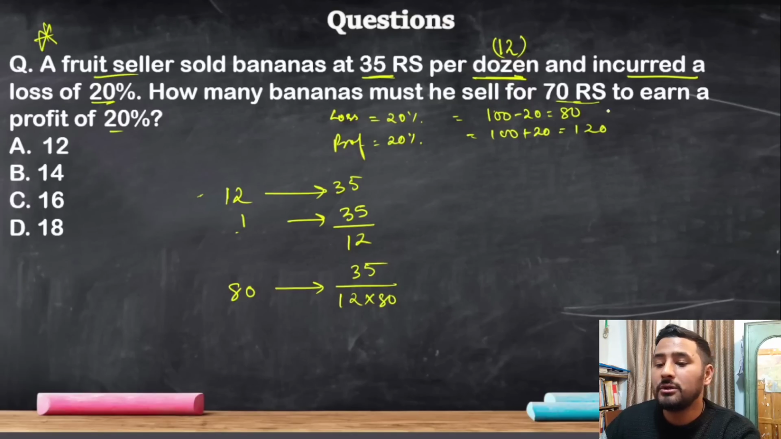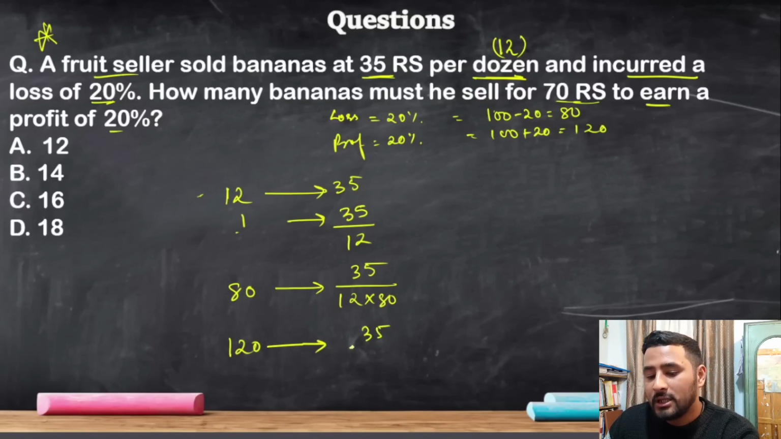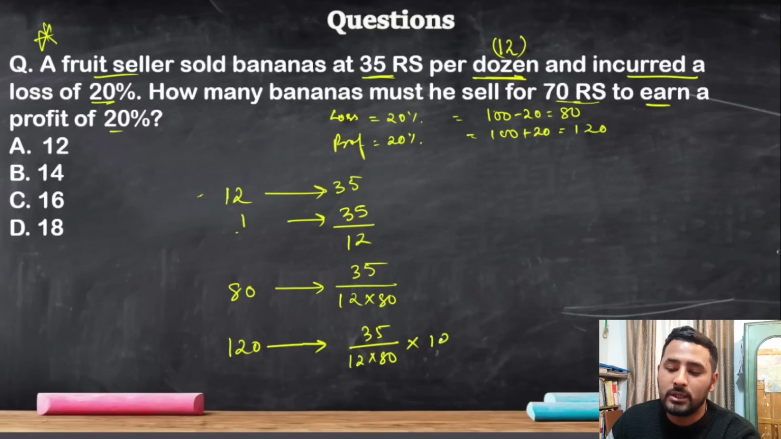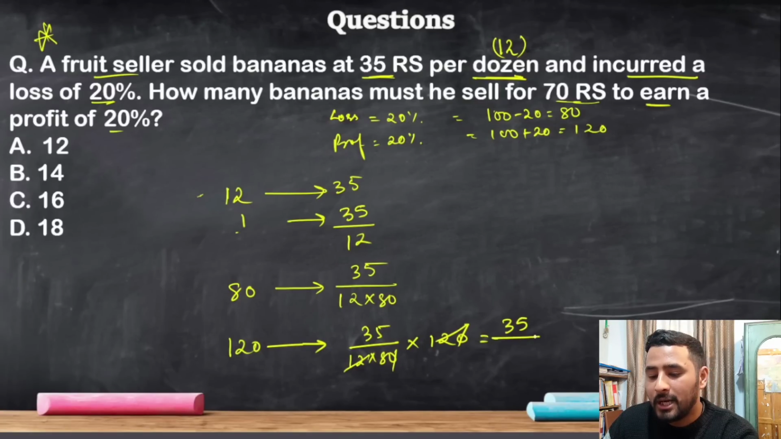Clear? Now we should earn profit also. Profit of 20%. 20 means what? 120. Okay, so how will we do? 35 by 12 into 80 into 120. Multiply with 120. Start with the cancellation. 0 0 gets cancelled. 12 12 gets cancelled. So can you see we're getting 35 by 8. Now we cannot cancel anymore.